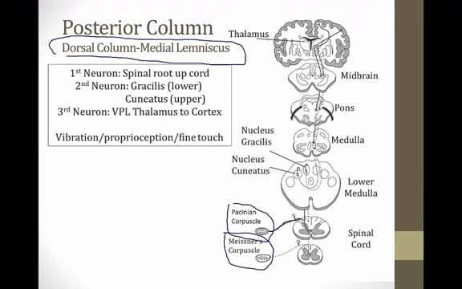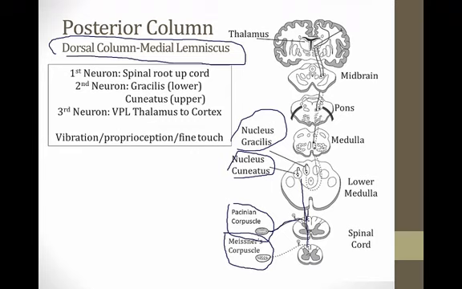But different from the spinothalamic tract, these fibers are not going to synapse in the posterior horn. Instead, they're going to ascend in the posterior section of the spinal cord. That's called the posterior column. From there, they're going to go up to the lower medulla, where they are going to synapse with two important structures called the nucleus cuneatus and the nucleus gracilis. And the nucleus cuneatus gets most of the information from the arms, and the nucleus gracilis gets most of the information from the thorax and lower extremities.